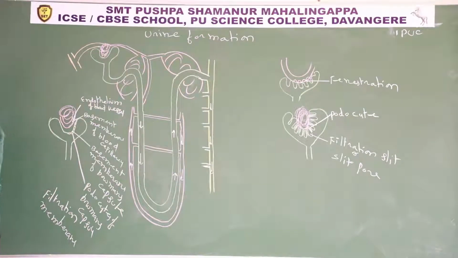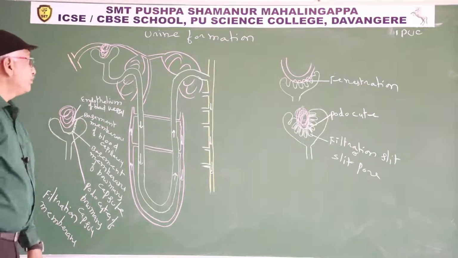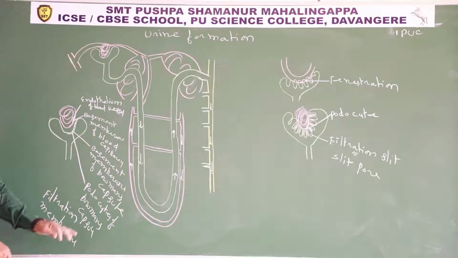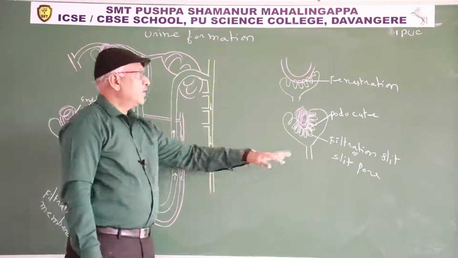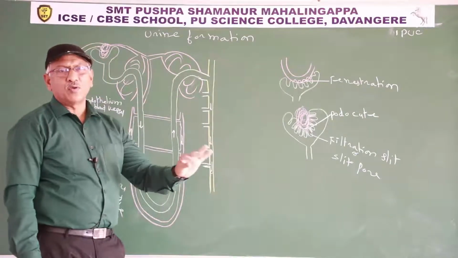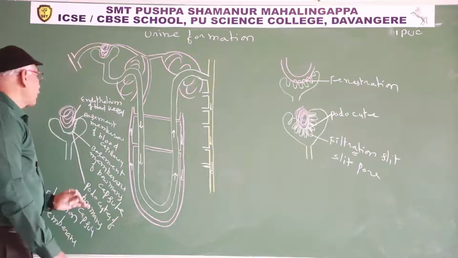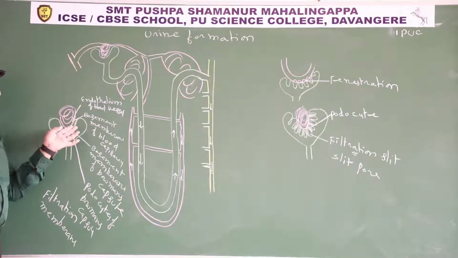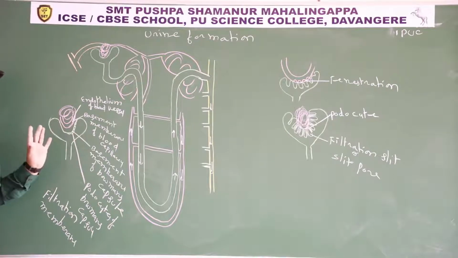So first we discuss filtration membrane. Before we discuss urine formation, we discuss filtration membrane, filtration slit or slit pore, fenestrations, and juxtaglomerular apparatus. You already know that on the lumina of Bowman capsule, a bunch of blood capillaries is present.